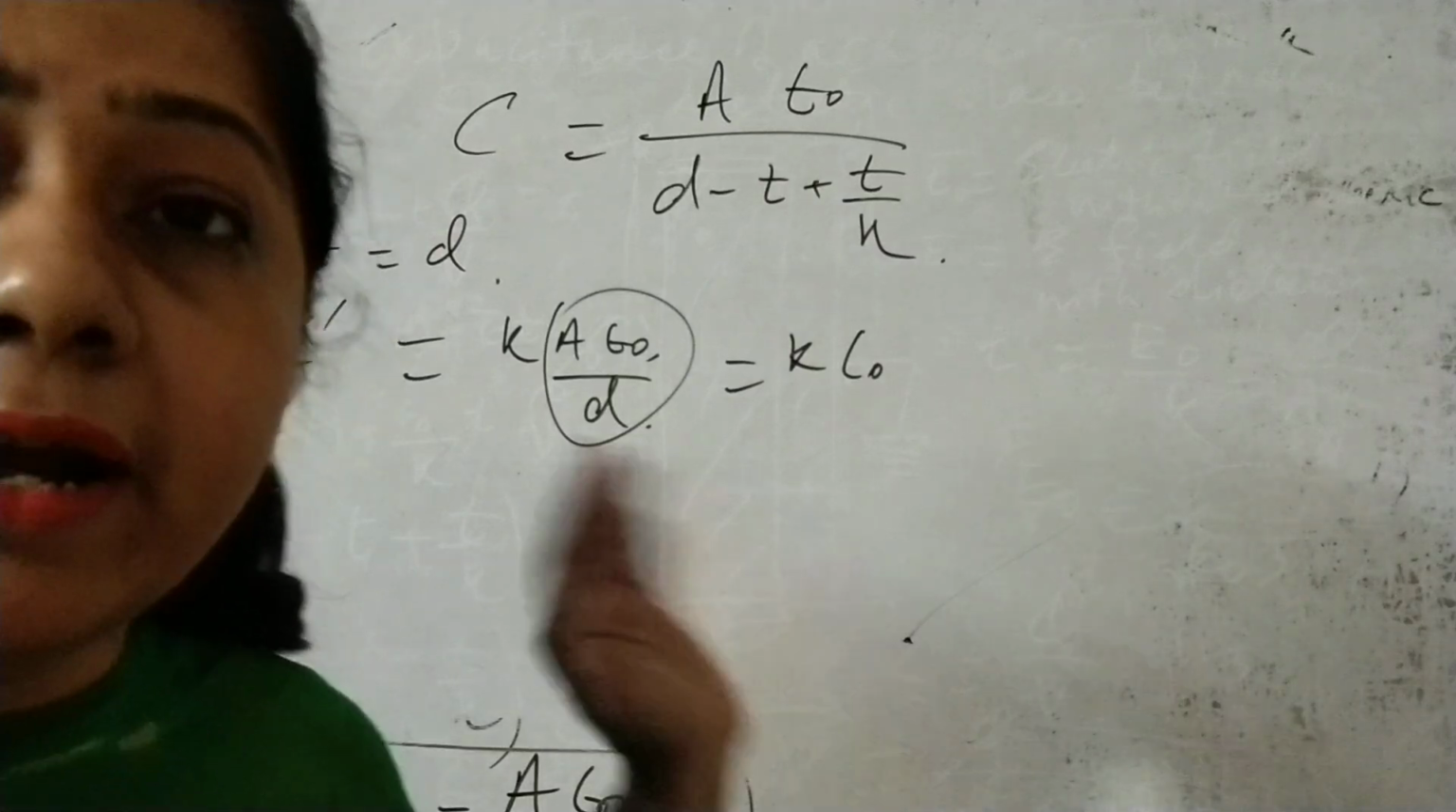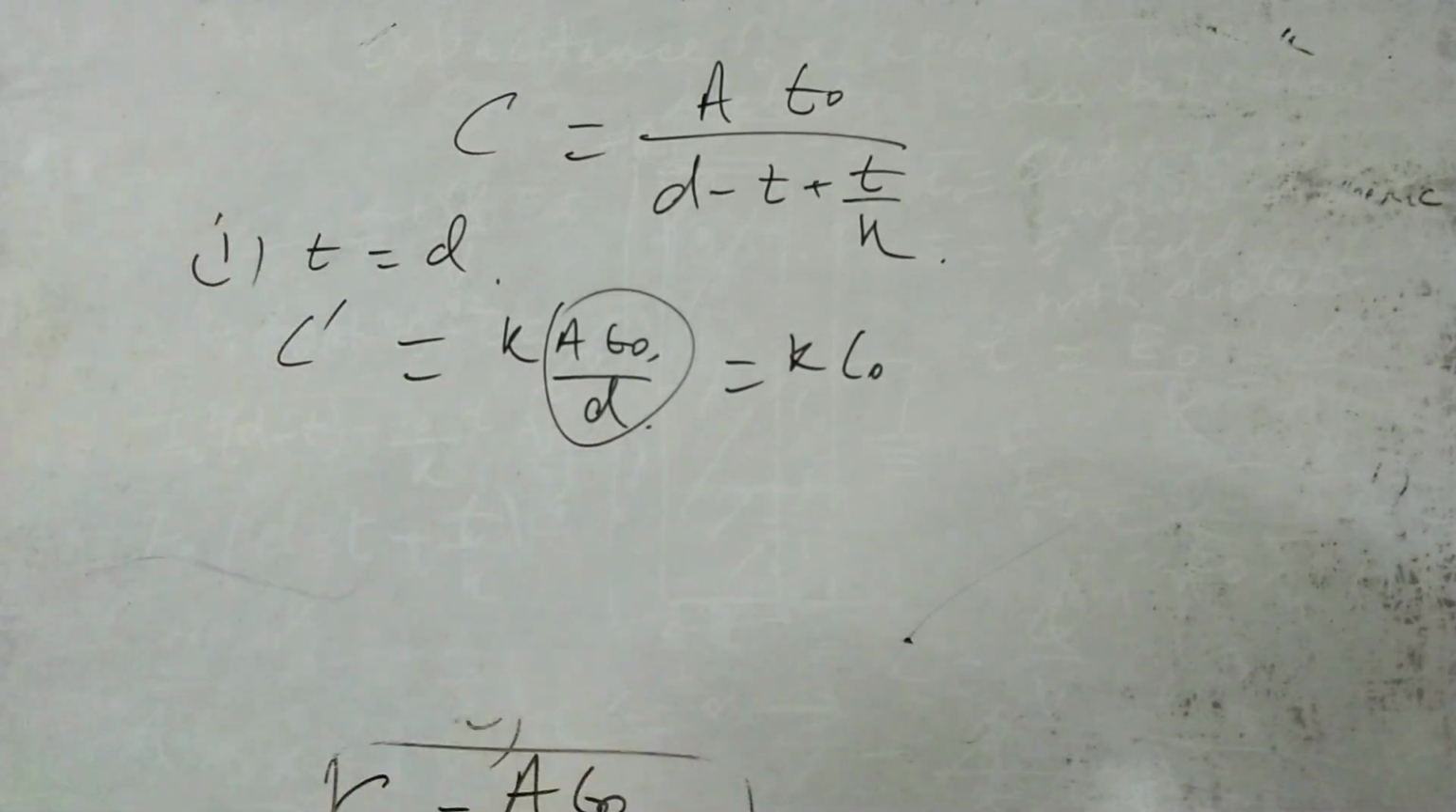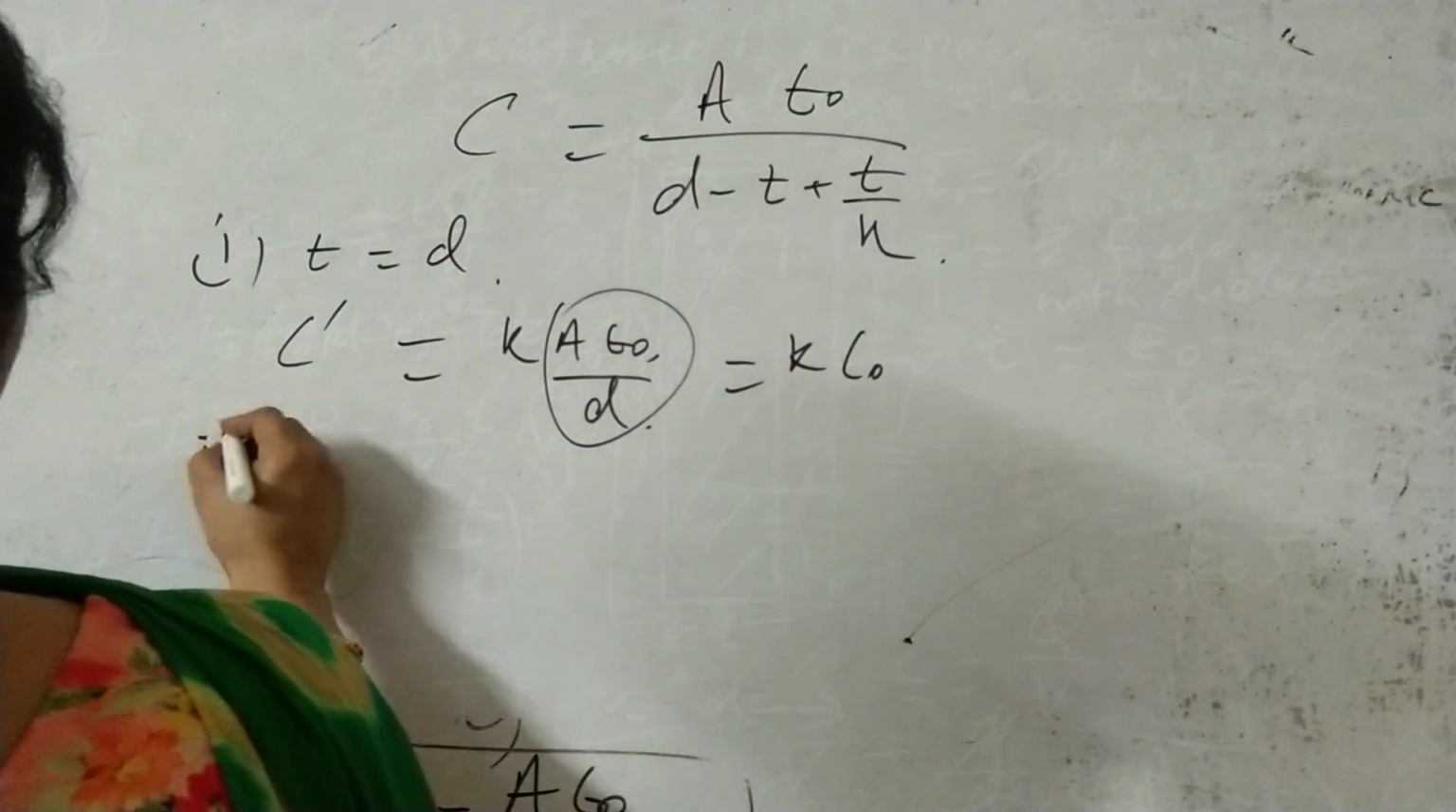Now let us suppose we are completely filling the capacitor with a metallic slab. You are taking a metal slab.